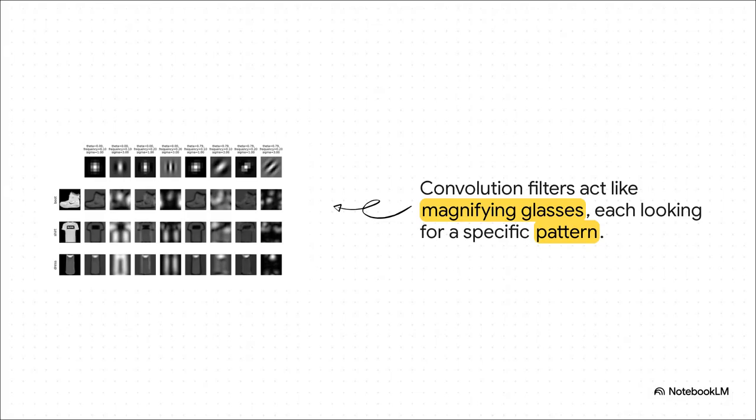This is such a great way to see that first step in action. Each one of these little squares at the top is called a filter, and you can think of it like a magnifying glass that's trained to find just one specific thing, maybe a vertical line or a certain kind of blur. When you slide those filters over the original image, they create what you see below, these feature maps that highlight different aspects of the picture.